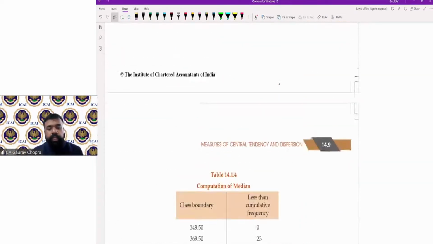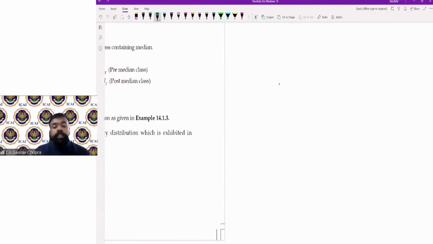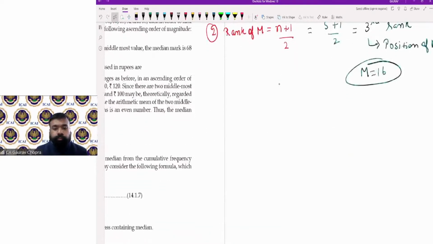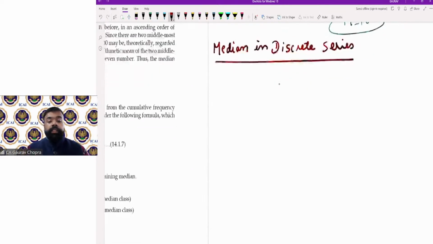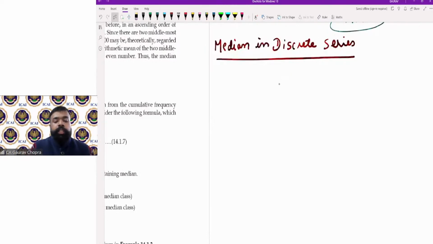Then, in case the series is discrete, what do you have to do? Let's write: median in discrete series. So in case of discrete series, again, what is the first step?